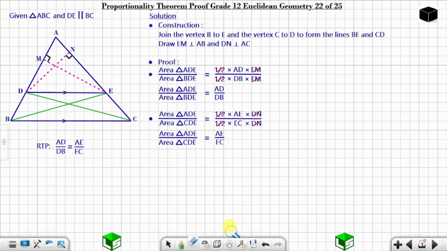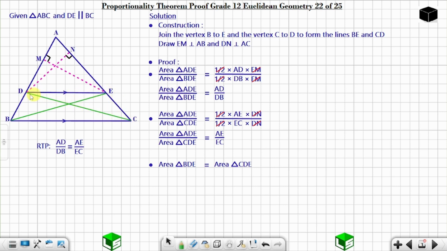Okay, let me show you. So now you are going to take this triangle and this triangle. The area of this triangle is equal to the area of this triangle. Okay, let me show you why. So the area of this triangle BDE is equal to the area of the triangle CDE.